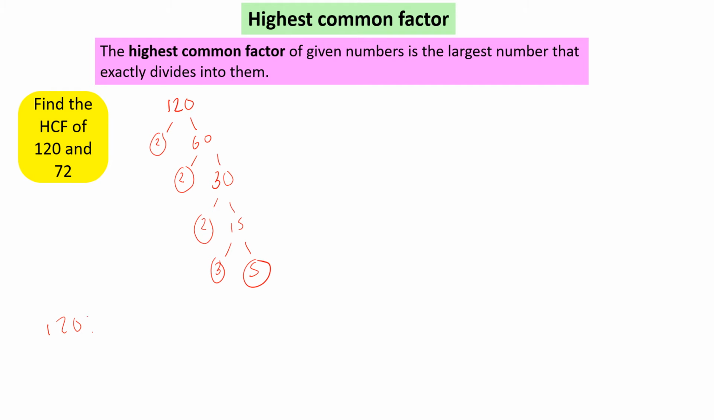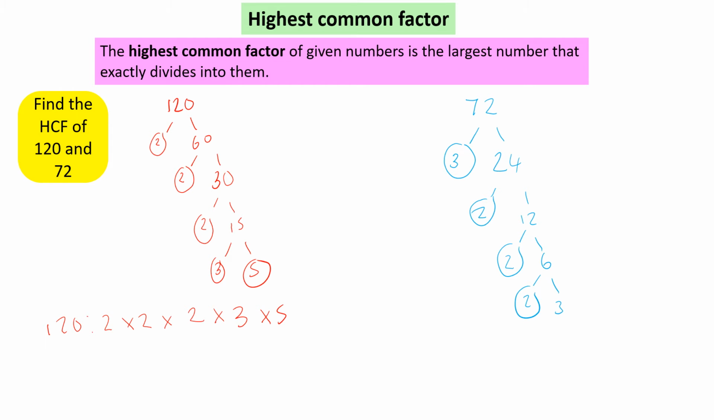So 120 is 2 times 2 times 2 times 3 times 5. And now I'm going to do 72 again as a product of its prime factors. So I'm going to do my 3 times tables this time. So that's going to be 3 times 24, 2 times 12, 2 times 6, 2 times 3. So 72 as a product of its prime factors is 2 times 2 times 2 times 3 times 3.